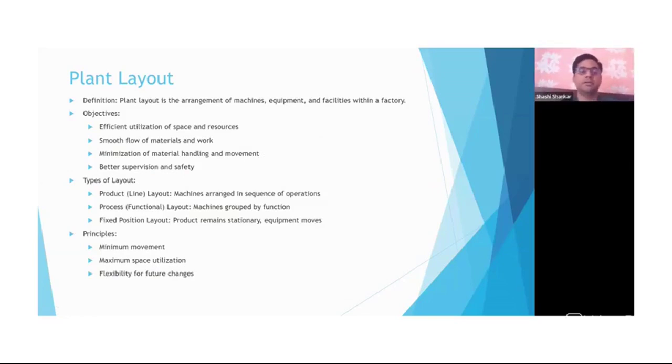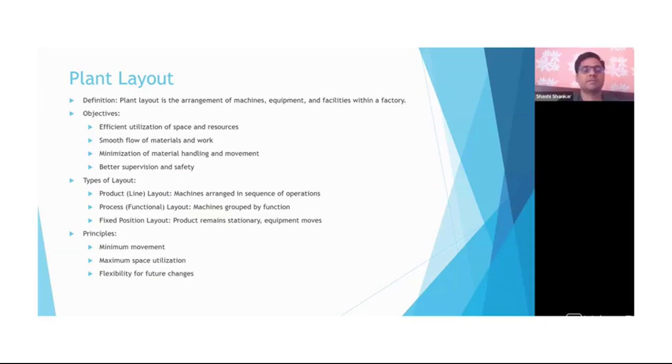All right. Now talking about the types of layout, what are types? So I have jotted down three important layouts. One is product line layout, another one is process functional layout, and third one is fixed position layout. I'll go one by one. So product line layout, as name suggests, machine arranged in sequence of operations, right? So one line finished, then another line will be started. So one finished is raw material for the other machines, something like that.